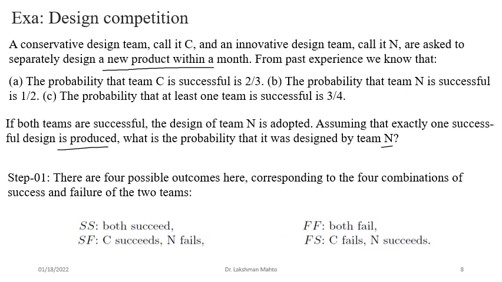SS is talking about both teams succeed. FF is talking about both teams fail. SF is talking about C succeeds and N fails. That's why S is coming first. FS is talking about C fails and N succeeds. So these are the four possible outcomes, and we have our sample space.